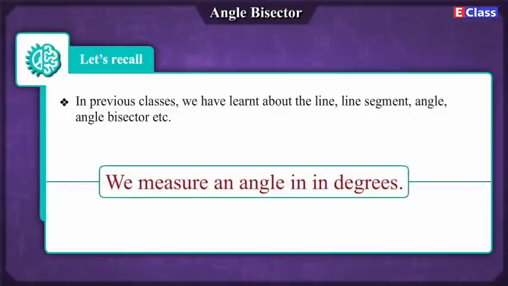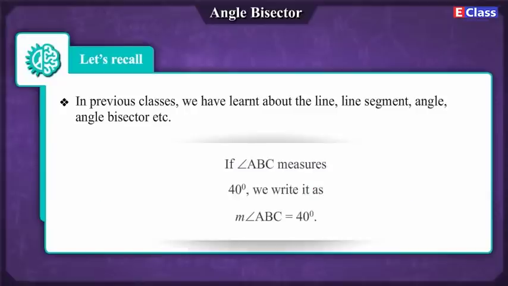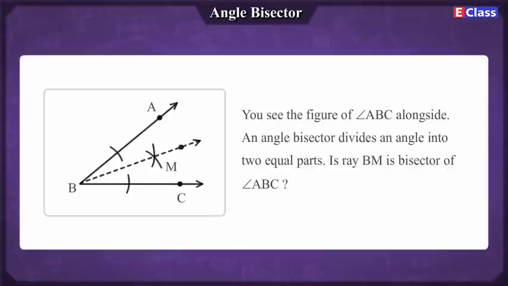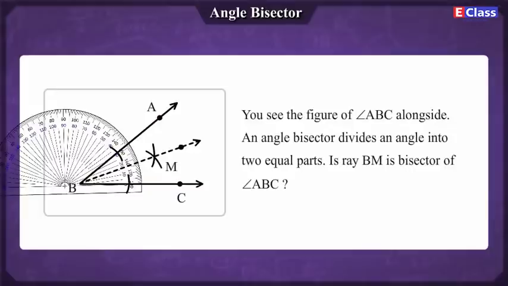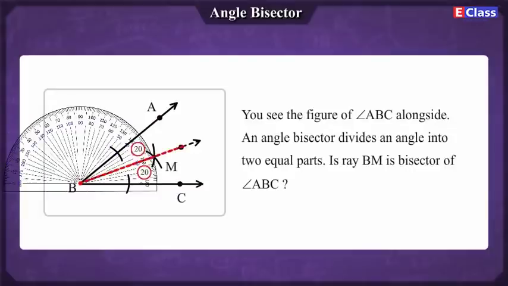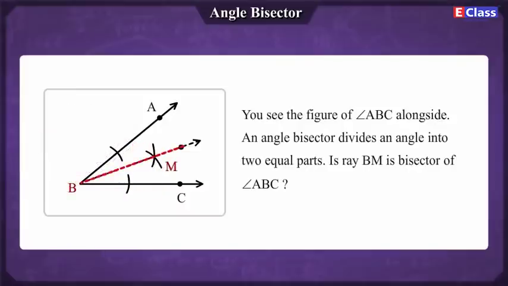We measure an angle in degrees. If angle ABC measures 40 degrees, we write it as m angle ABC is equal to 40 degrees. You see the figure of angle ABC alongside. An angle bisector divides an angle into two equal parts. Is ray BM a bisector of angle ABC?